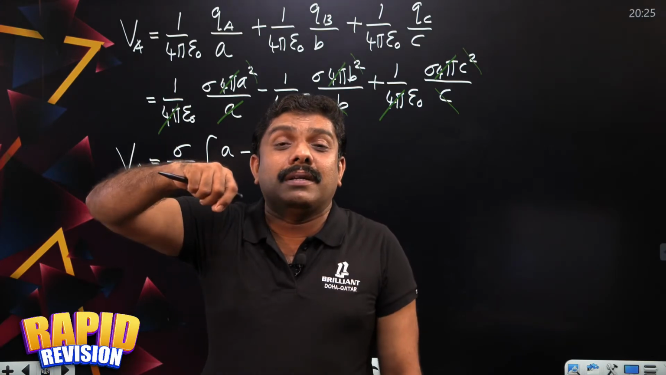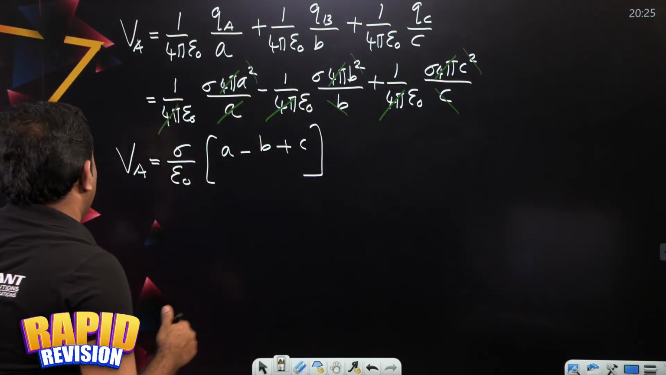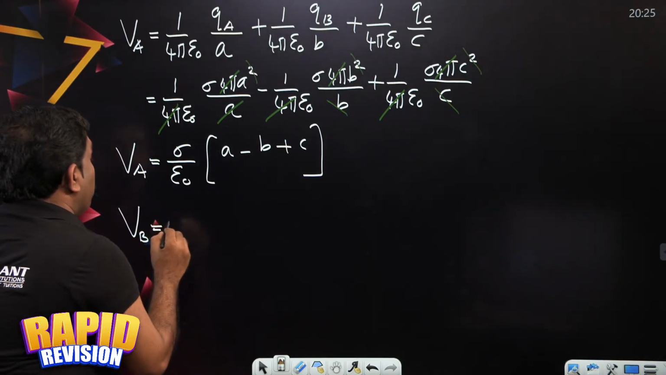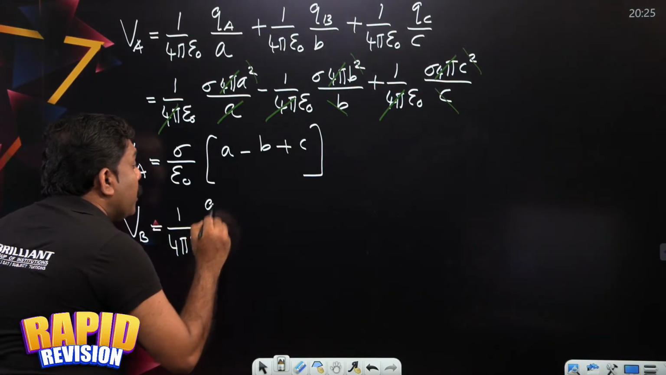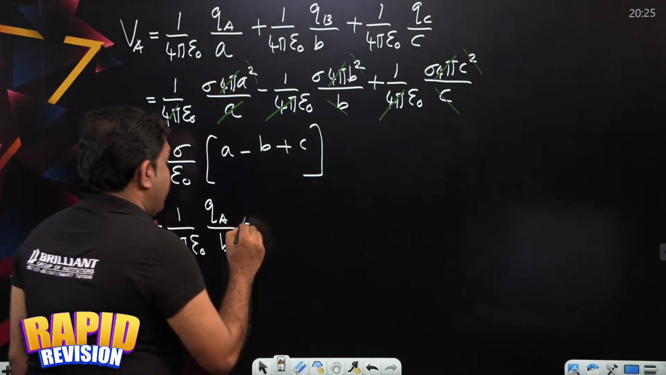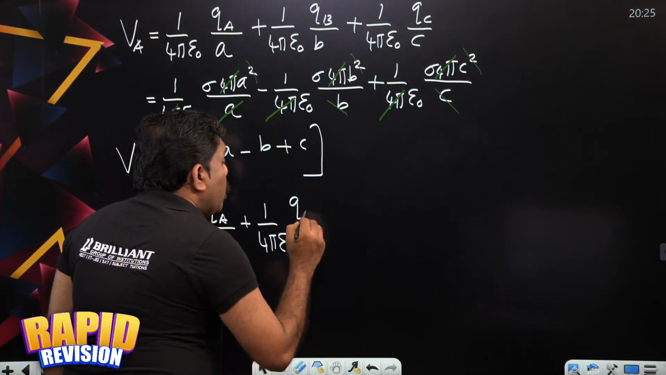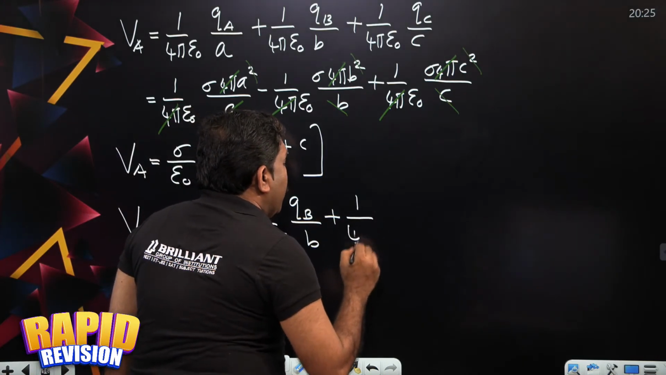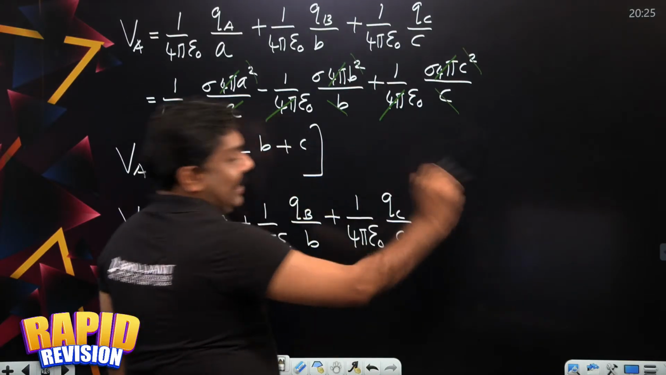What is the potential on the surface of the shell B that we want to find? So how will we find VB now? In the same manner, we write the formula: 1 by 4 pi epsilon 0 QA by B plus 1 by 4 pi epsilon 0 QB by B plus 1 by 4 pi epsilon 0 QC by C.